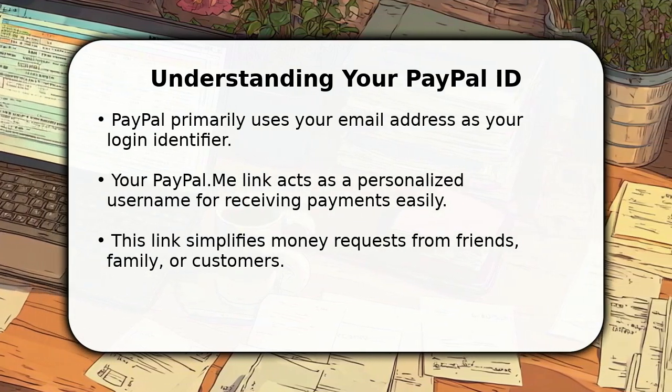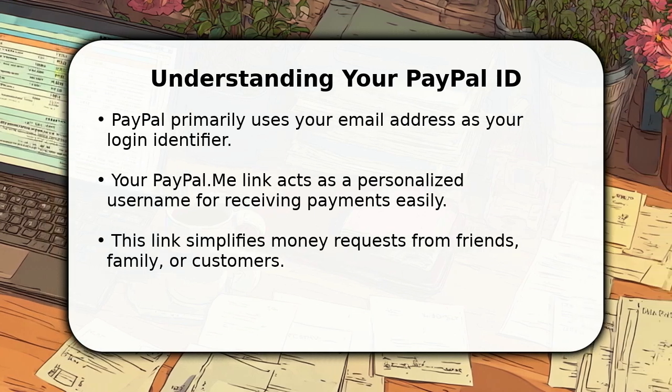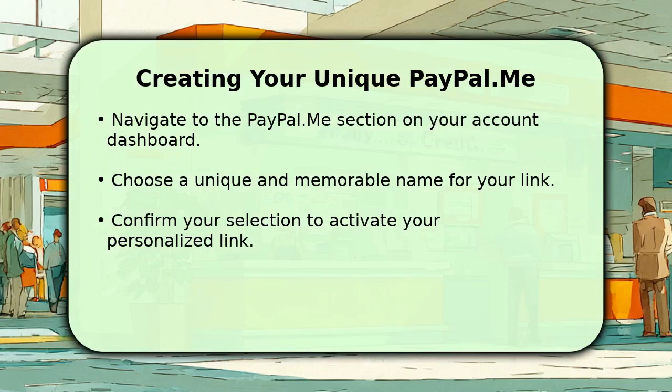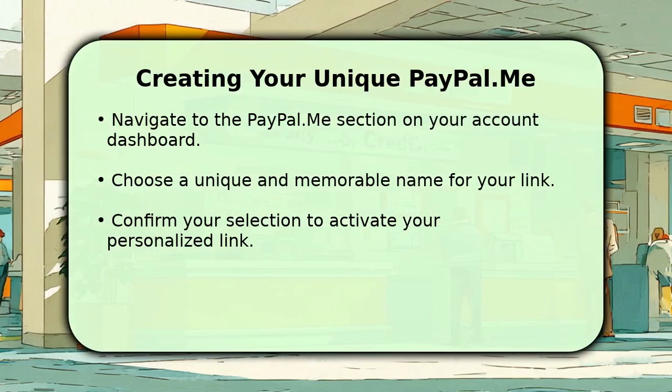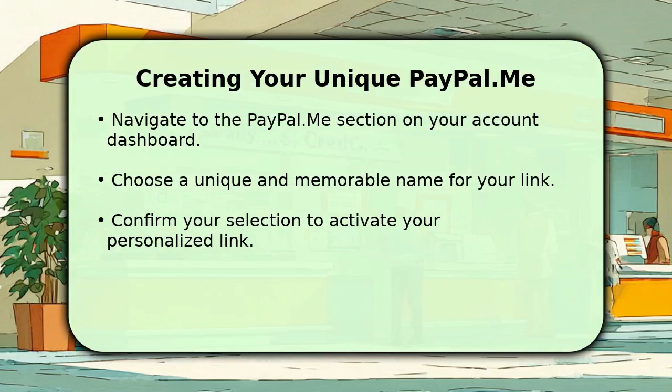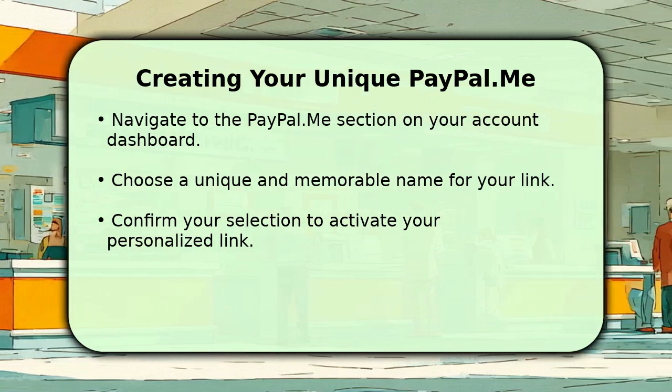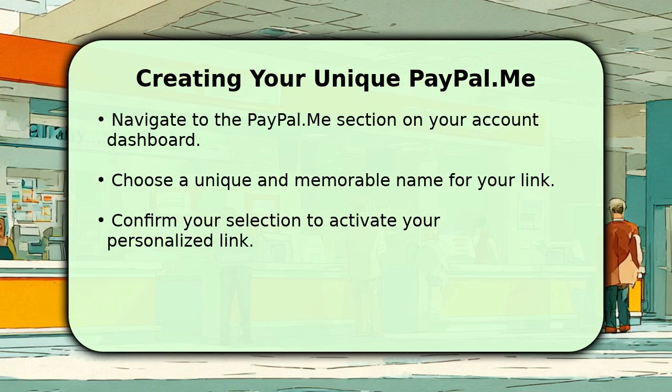This feature is particularly useful for small businesses or individuals receiving frequent payments. Once you are logged in, look for the paypal.me option, usually found under your profile settings or within the Send and Request tab. If you haven't created one yet, you will be prompted to set up your unique link.